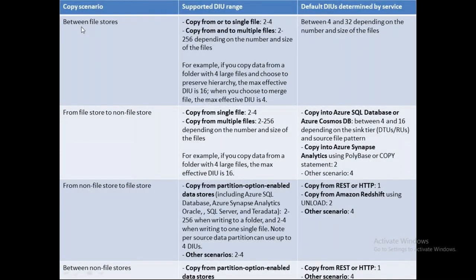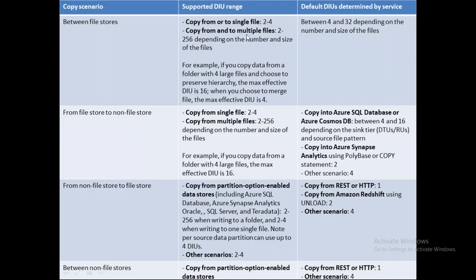Now you see copy scenarios between file stores. When I am copying data from storage to the blob, or AWS S3 to the blob, or an on-premise file system to the blob, the default DIUs is going to be 4 actually. Here they mentioned 2 to 4, right? But I have seen it always takes 4. They said it is going to take a default value from 2 to 4. It is not true. By default it is taking 4.